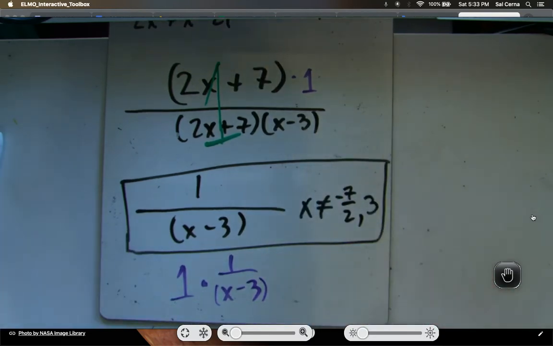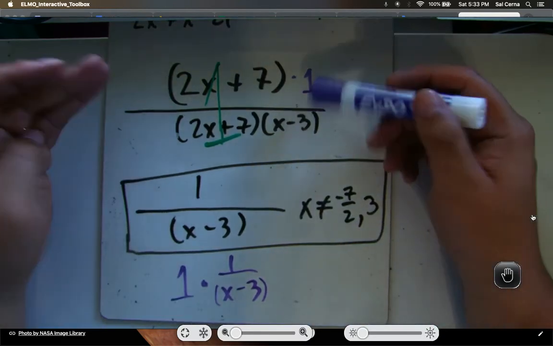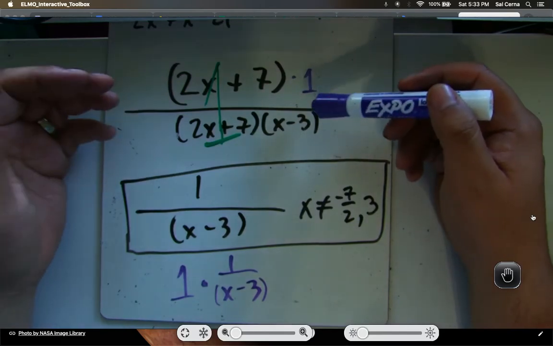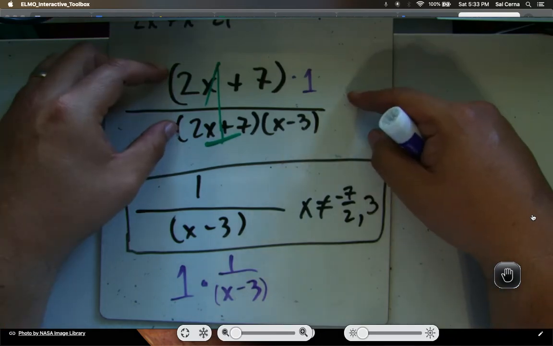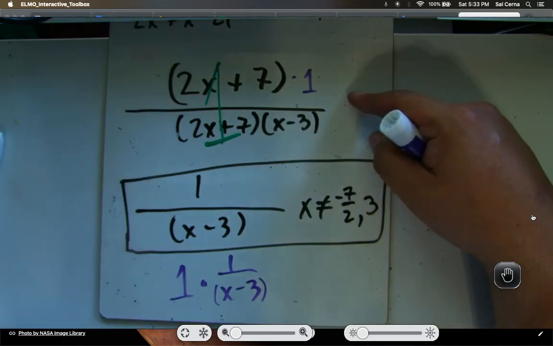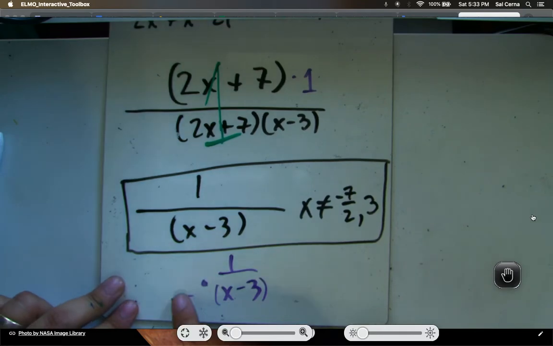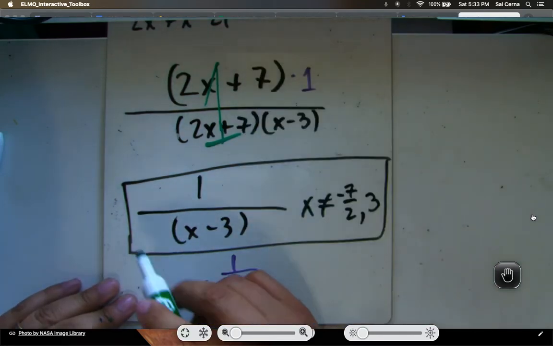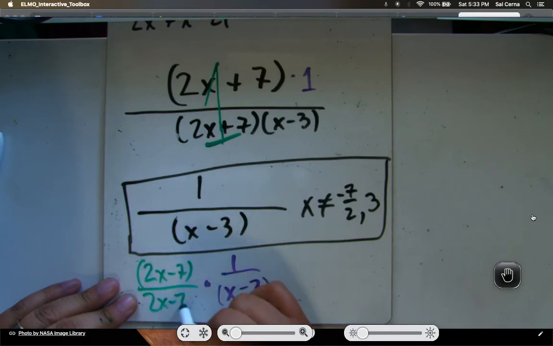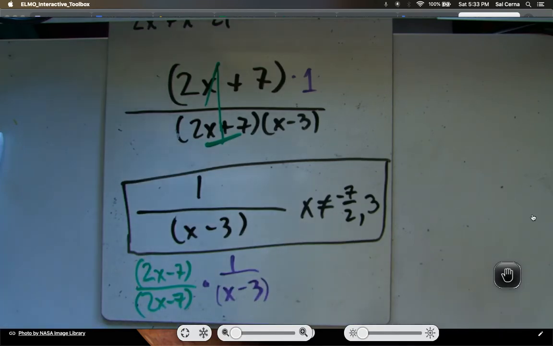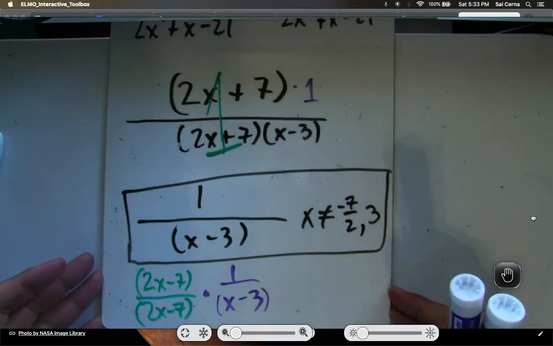Remember, when we're multiplying and dividing, it's easier to manipulate than it is when you add and subtract, okay? This is still 1. 1 times 1 divided by x minus 3. Or in other words, what I did was I took this apart and did this. 2x plus 7 divided by 2x plus 7. And now you see where I get my solution. Okay? I got a couple more to do. I'll be a little faster.